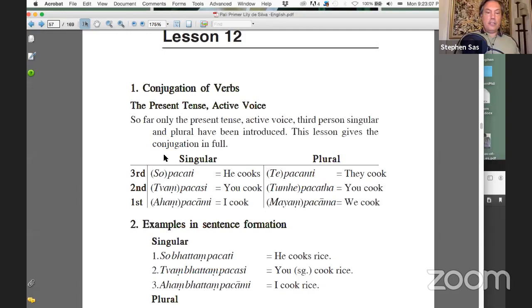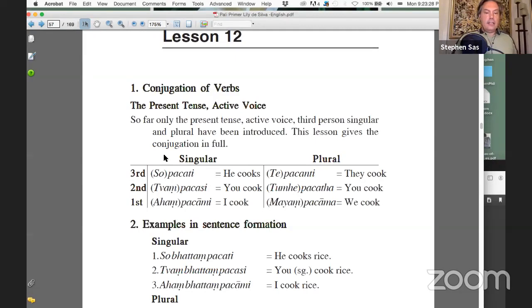And so this word so is he. It also could mean it or one. So the word so has this kind of double meaning. It could be a personal pronoun, but it also could be sort of not a person. And then te would be they cook.